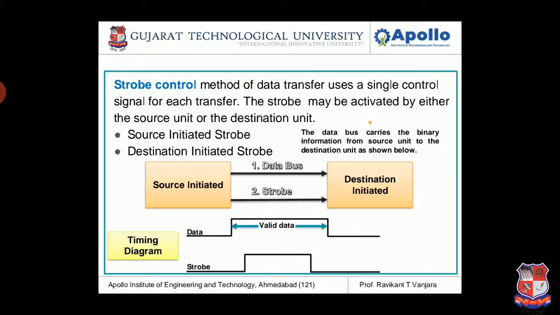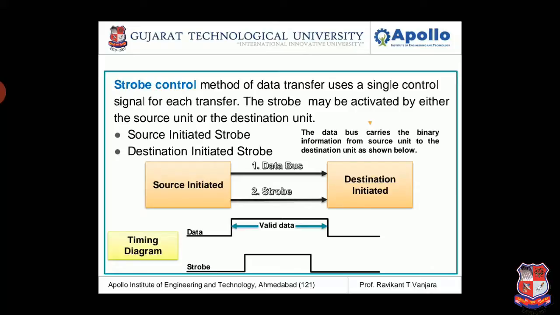But the disadvantage here is that the source unit is not aware whether the destination unit has actually received the data or not. We are not using another signal here to inform the source unit that the data has been accepted by the destination unit. So the source unit simply assumes that the destination unit has received the data. This is the disadvantage of the stop control mechanism for source initiated stop, because in stop control we are using only one control signal.